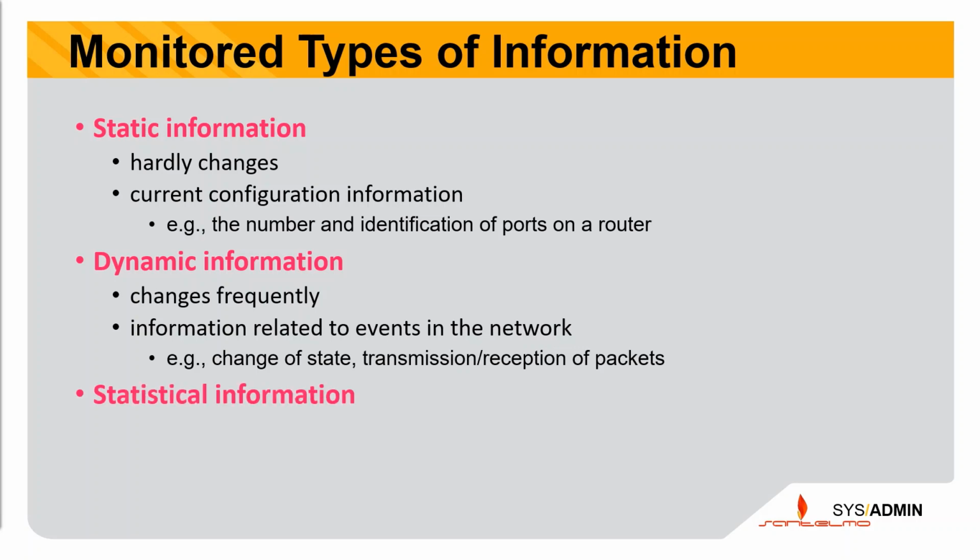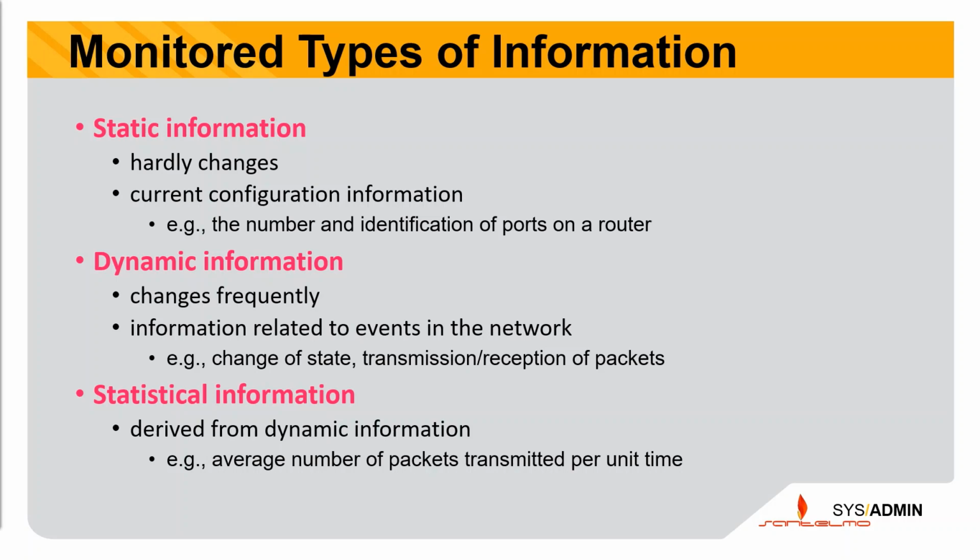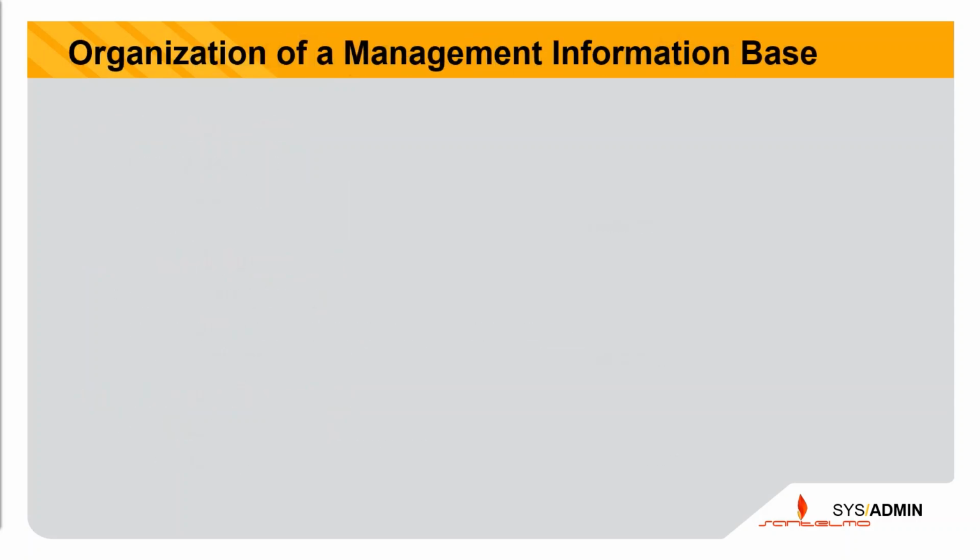Okay, the next one would be statistical information. Statistical information is derived from dynamic information. Examples are the average number of packets transmitted per unit time, the number of packets dropped from the network, the number of packets prohibited and denied by the access lists configured on the router. These are all statistical information. Okay, next would be the organization of the management information base.